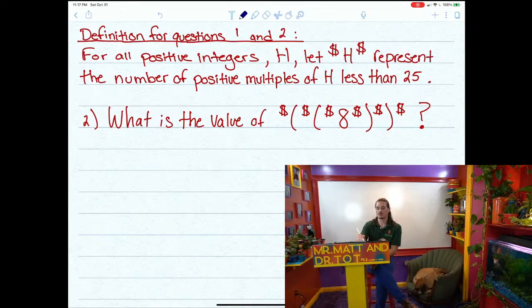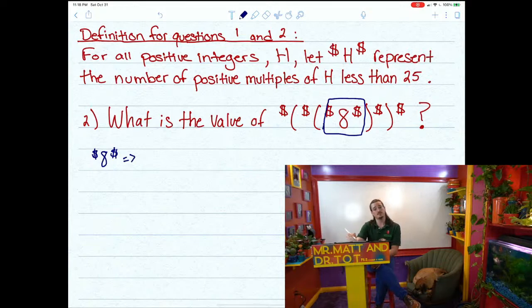$8 represents the number of multiples of 8 less than 25. The multiples of 8 are 8, 16, 24, excuse me, less than 25, not 24. Then 32. Notice that 32 is not less than 25, so we can't count it. But the value of $8 is equivalent to 4. So wherever we see $8, we can put in 4. So this is going to turn into $$ of 4.